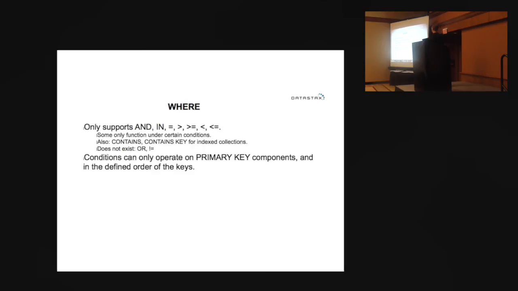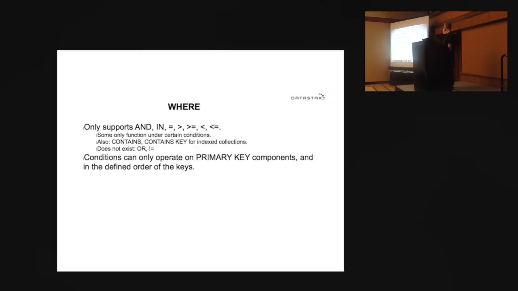And as has been previously mentioned, Cassandra works very well when you give it a specific row key or a specific partition key, it can go and find that very fast. But when you start doing things like greater than, less than, in, it starts to get a little weird.